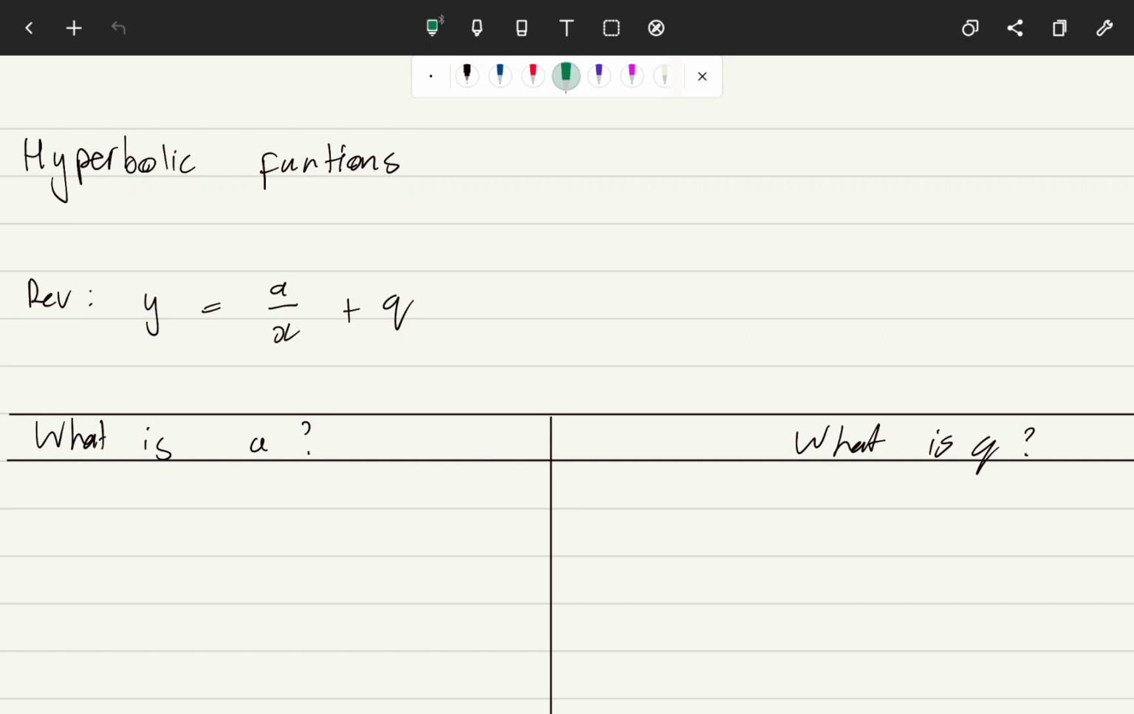Just to go back, in grade 10, this is the form that we used, or this is what our hyperbolas looked like, right? And you had q, which we will talk about soon, and we had a, which we will also talk about very soon.